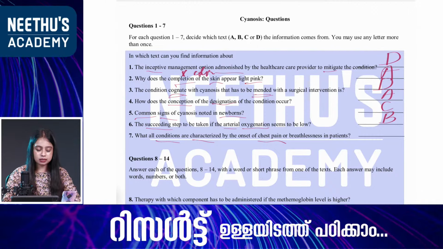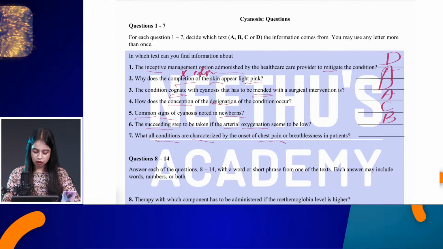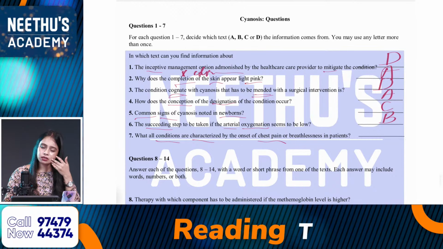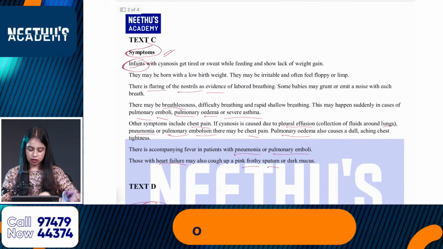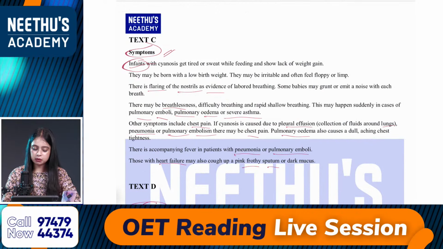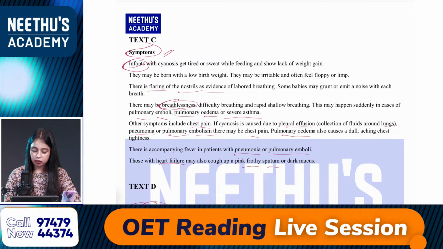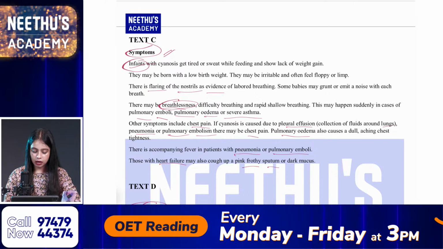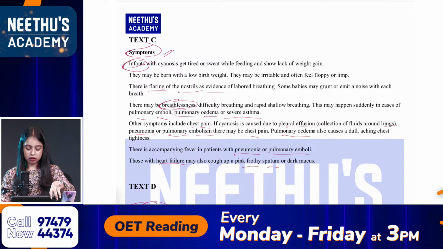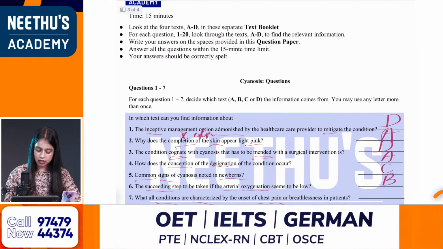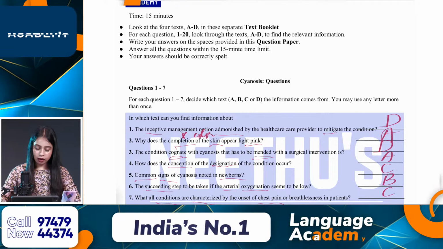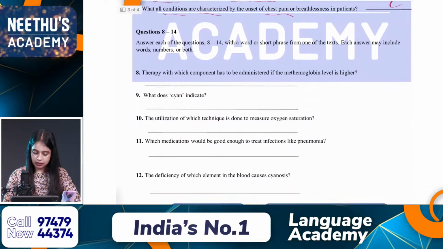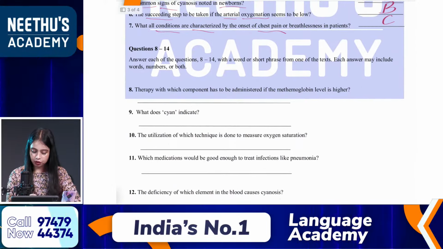So what all conditions are characterized by onset, that means the beginning, of chest pain and breathlessness? Those are symptoms, right? There may be breathlessness, difficulty breathing. Okay, so I found here, that's from C. Yes, Reshma, Jobin, Shiny, Sankita. Correct answer.